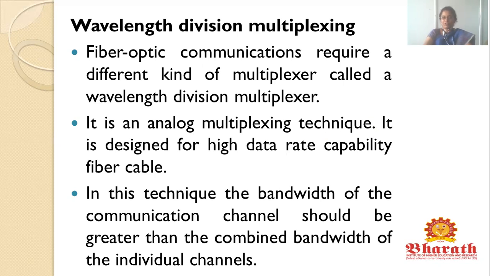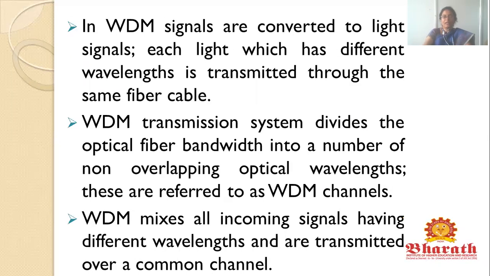That is, in wavelength division multiplexing, the bandwidth of the communication channel should be greater than the combined bandwidth of the individual channels, that is, individual input signals. In WDM, the signals are converted to light signals, each light having a different wavelength. So these different wavelengths are transmitted through the fiber cable. In wavelength division multiplexing, the transmission system divides the optical fiber bandwidth into a number of non-overlapping optical wavelengths. These are all referred to as the WDM channels.